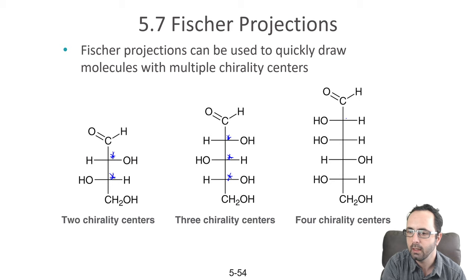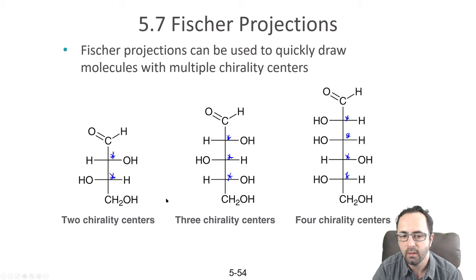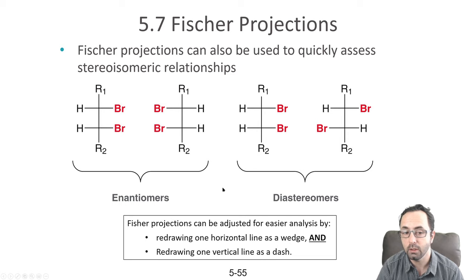Now again, you have to watch out for meso with an even number of chiral carbons. This is how a Fischer projection works. Fischer projections are very useful for assessing stereoisomeric relationships. Okay, so here we have two enantiomers of one another, and here we have two diastereomers. You can see the enantiomers very easily when you have this kind of plane of symmetry between them.